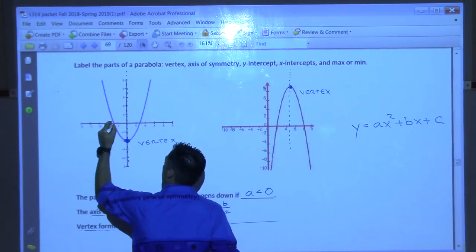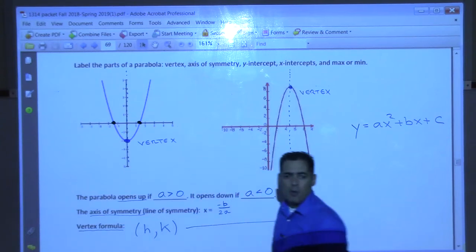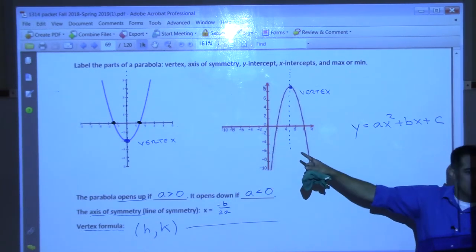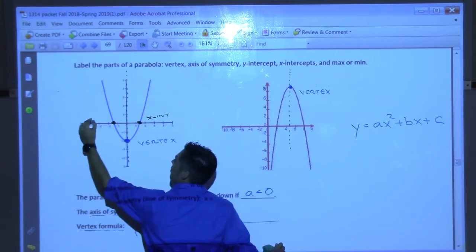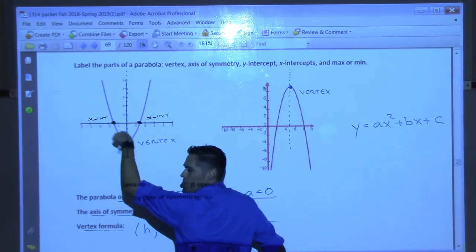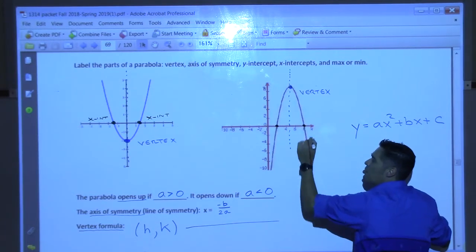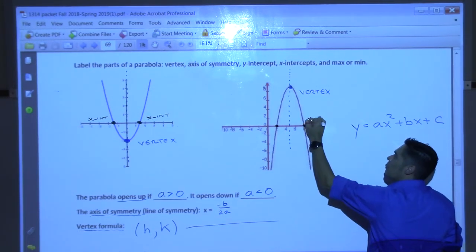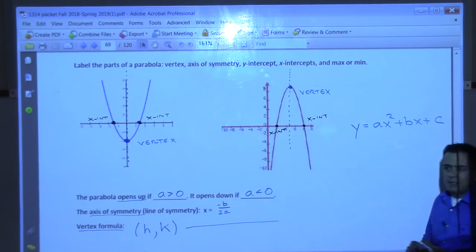We would like to know where those 2 points are. Those are x-intercepts, right? We have an x-intercept here, and we have another x-intercept here. We actually have 2 in this picture, don't we? And over here we have 2 also. So how can we find those x-intercepts? Well, we do it exactly the same way as we did it with lines.